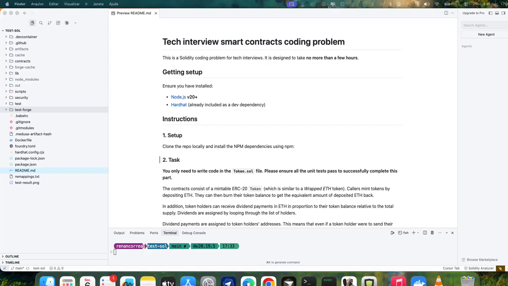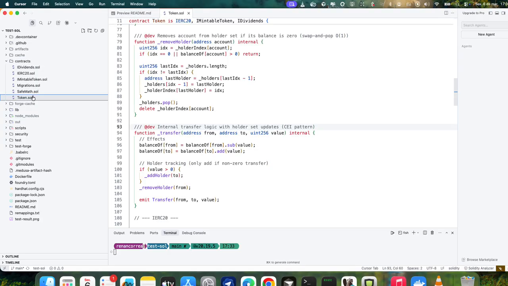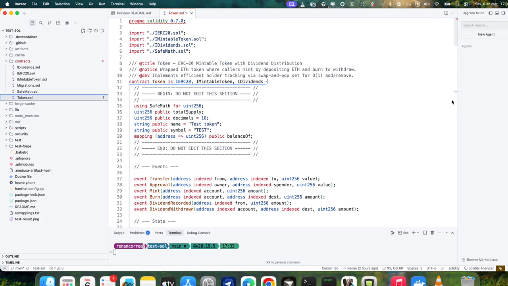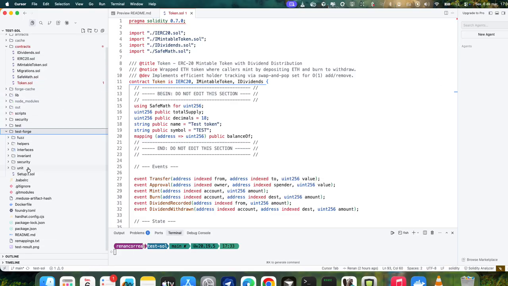Hello. In this video, I'll walk you through my implementation of the mintable ERC-20 token with dividend distribution, built on Solidity 0.7. I'll show you the contract implementation, how the tests work, and the security analysis I performed on top of the required unit tests. Let's start with Token.sol.